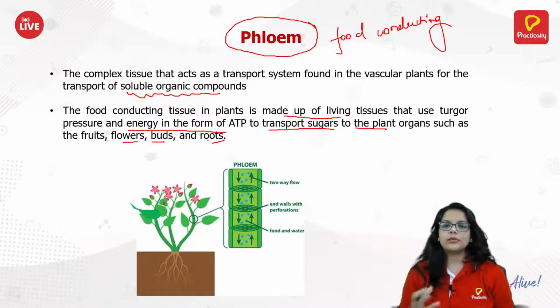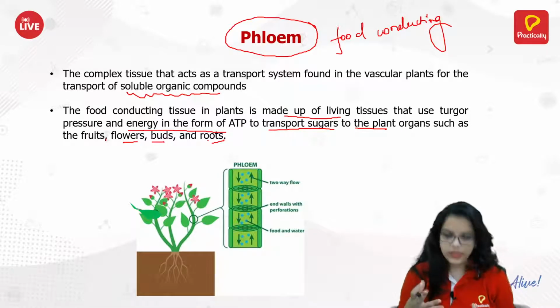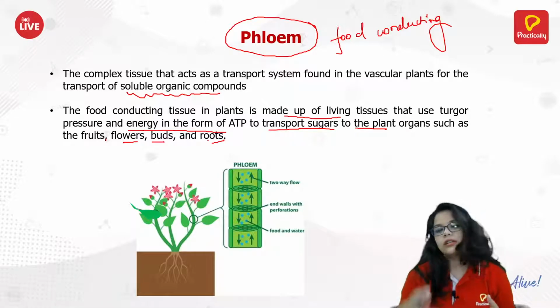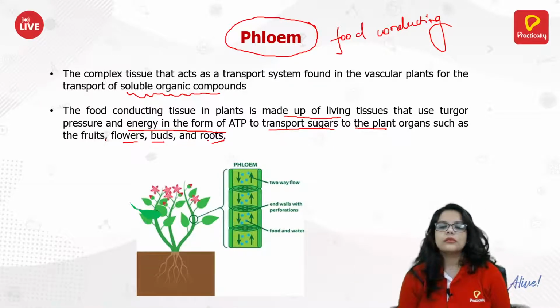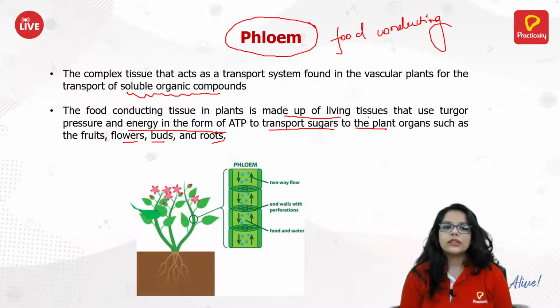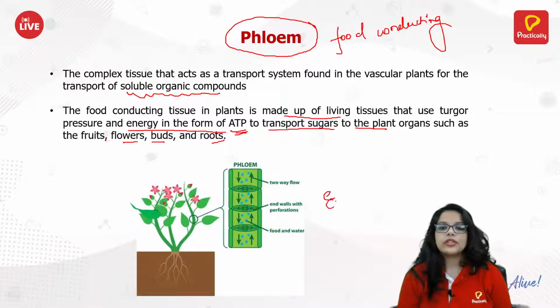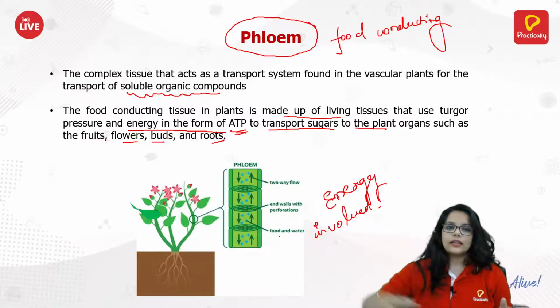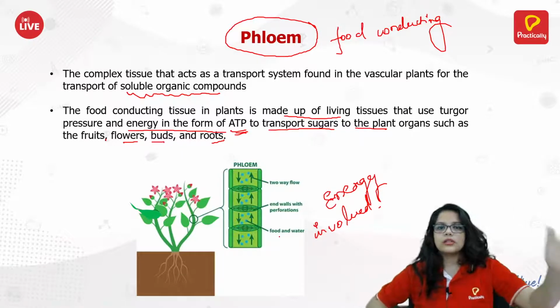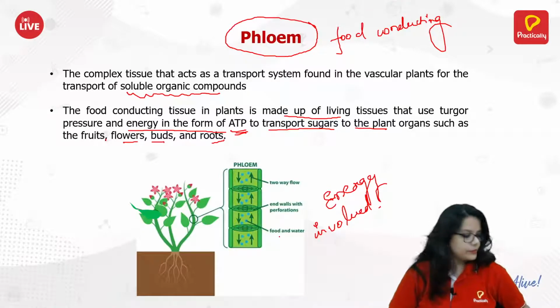So they'll be taking whatever food is being made to the other parts of the plant. They'll be using some energy in the form of ATP. So there is energy involved when it's phloem. Food is being made and then it is taken by the phloem to the different parts of the plant.